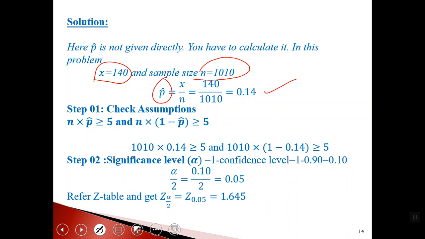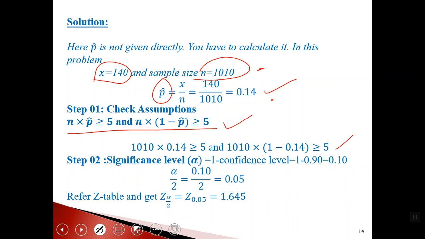Clear? Now you have to check this assumption. Please don't forget to do that. When you plug the values for sample n and p hat, you have sample n here, p hat here. So plug those values and check whether our assumption is valid. Here they have done it for you.